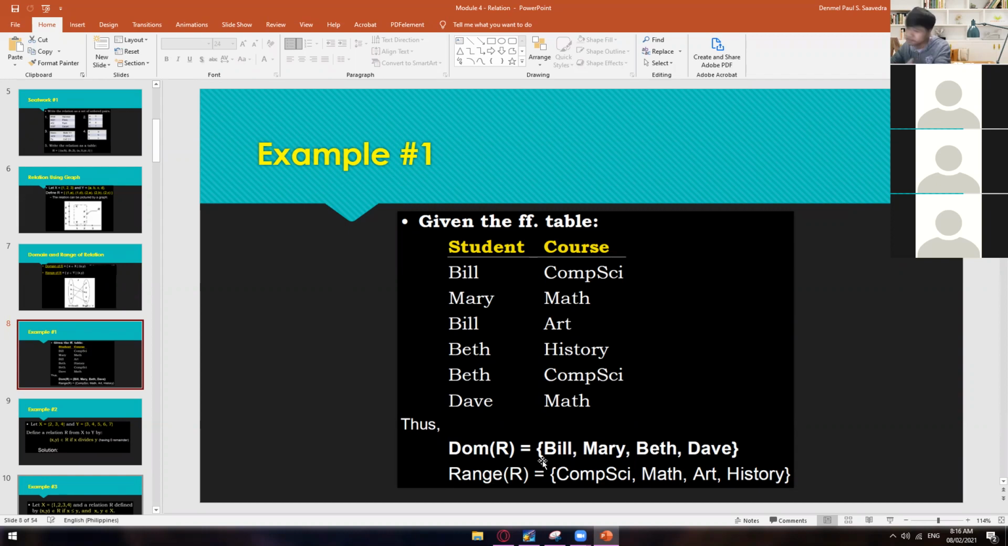And then for the range, we also have 4 because comp sci is repeated, and then math is also repeated. So you have to remove the repeated elements. So we have only come up with 4 range and then 4 domains.